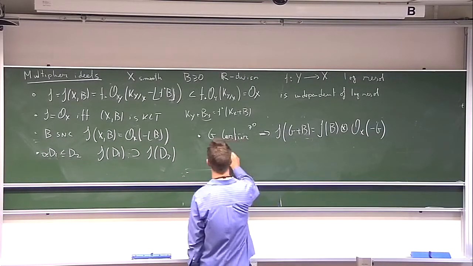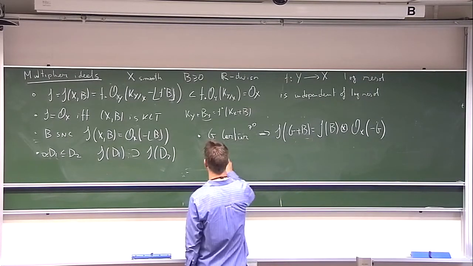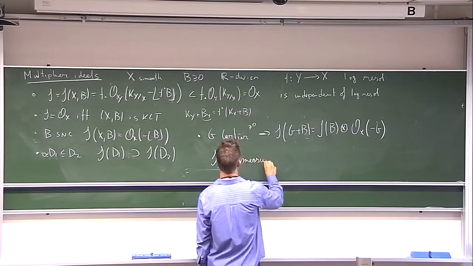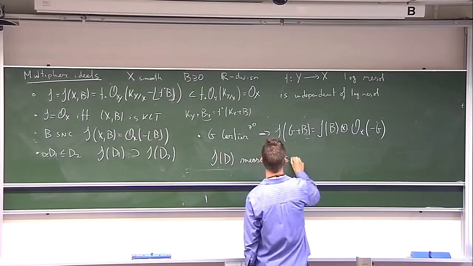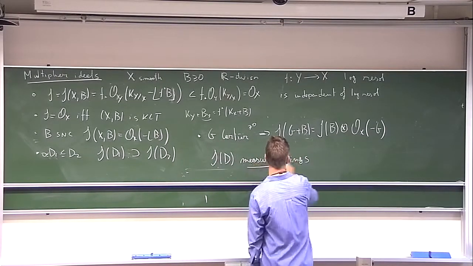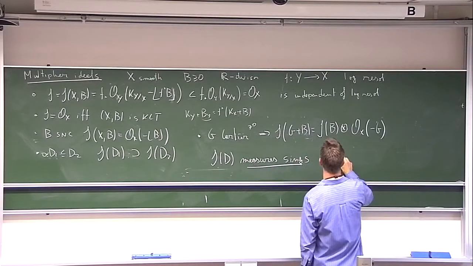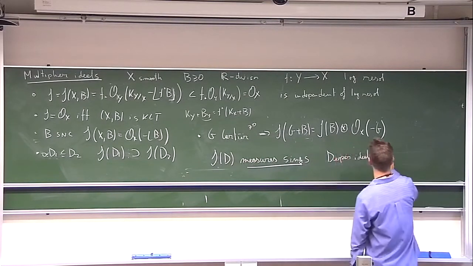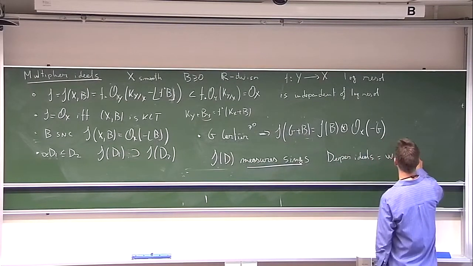Maybe I should emphasize that. I of D measures singularities. Deeper ideals equal worse singularities.